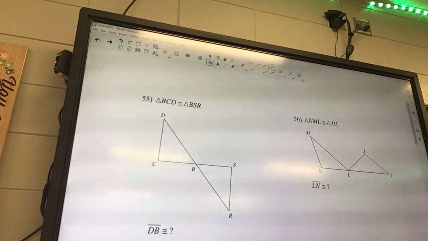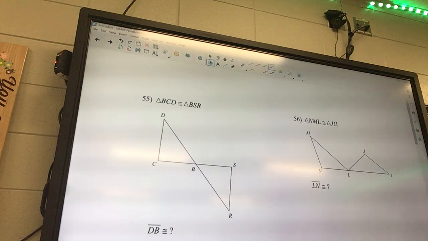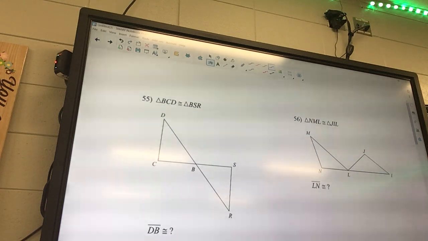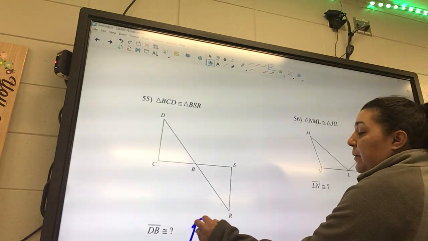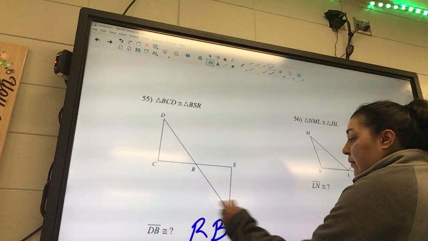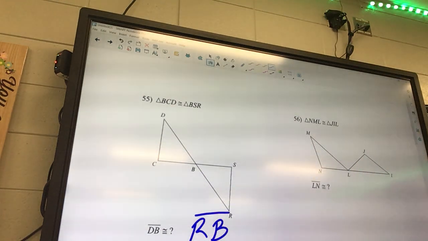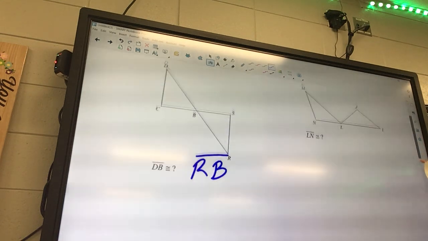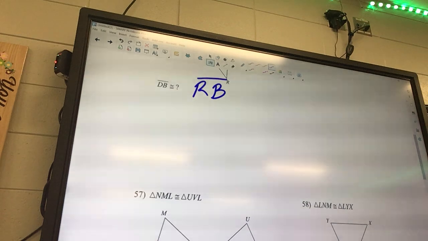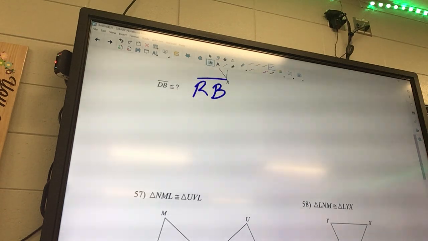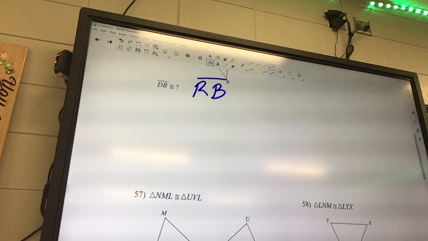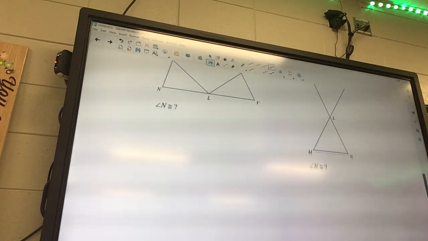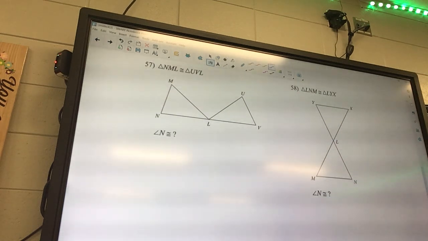Okay, 55. What does D match up to? D is R. What does B match up to? B. Okay, 57. What does N match up to? N matches up to U.